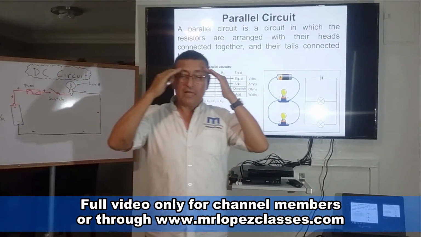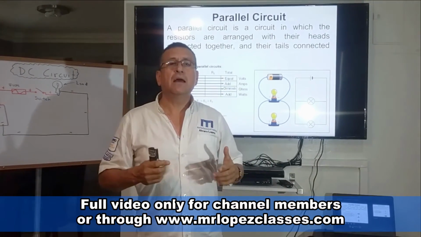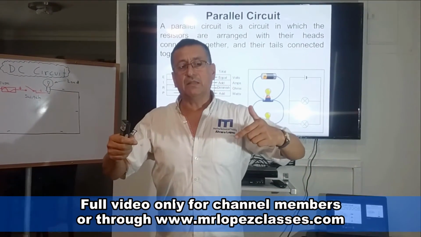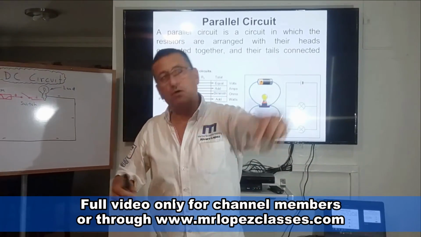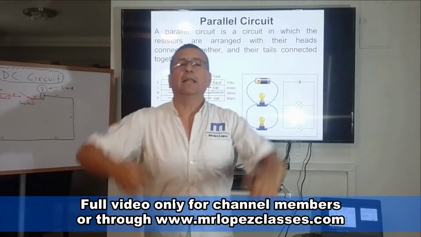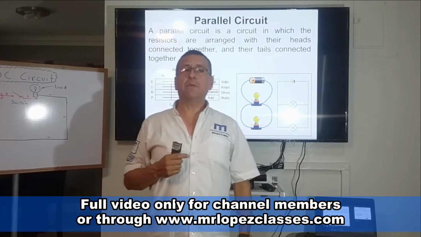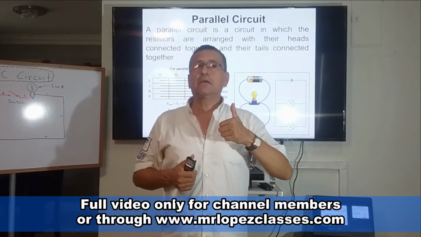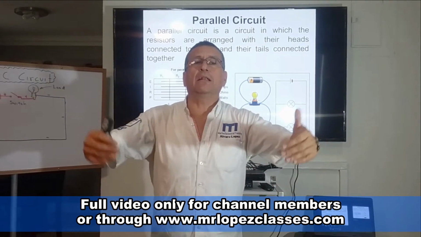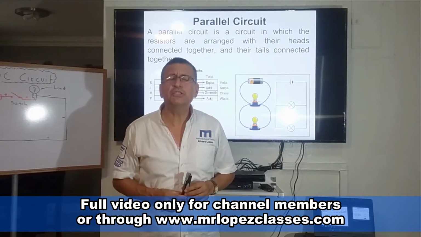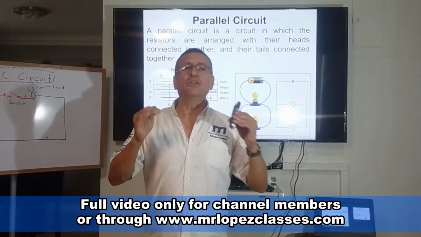You remember when you connect batteries in parallel? Positive with positive and negative with negative. Three batteries, positive with positive with positive and negative with negative. Okay, they are in parallel. And you remember when you connect batteries in parallel, what element increases? The intensity, the amps increase in parallel. And what is constant? The voltage is constant.